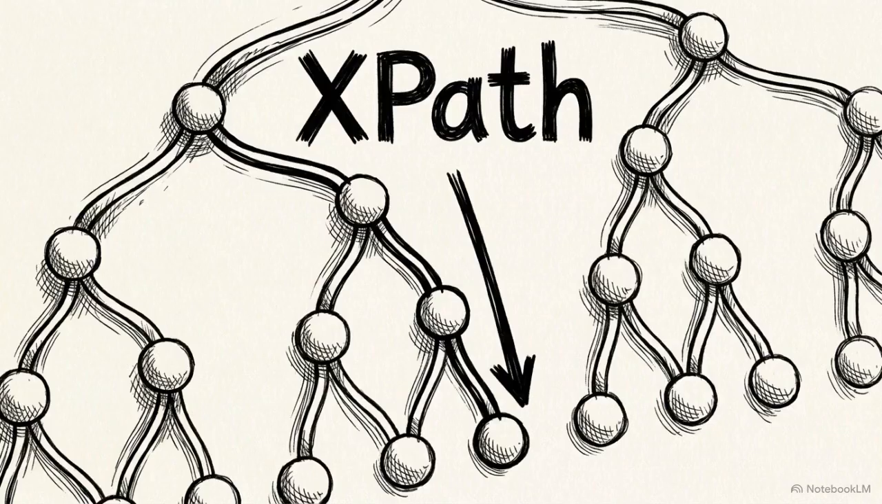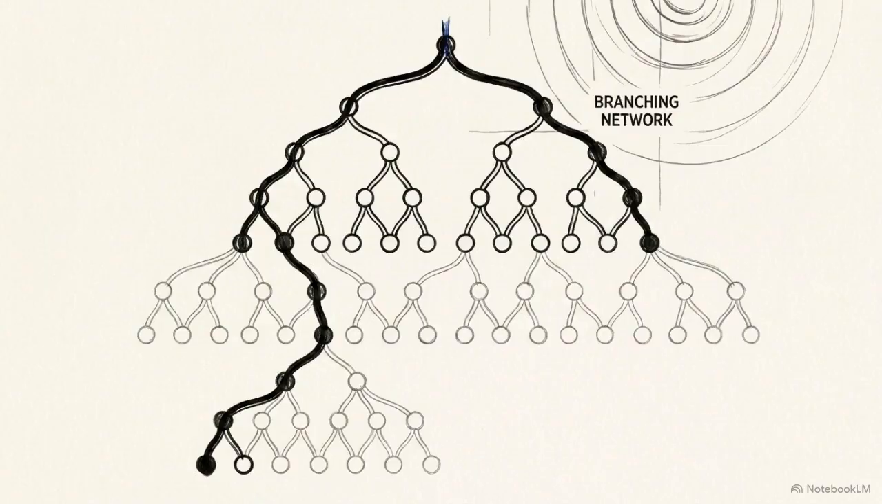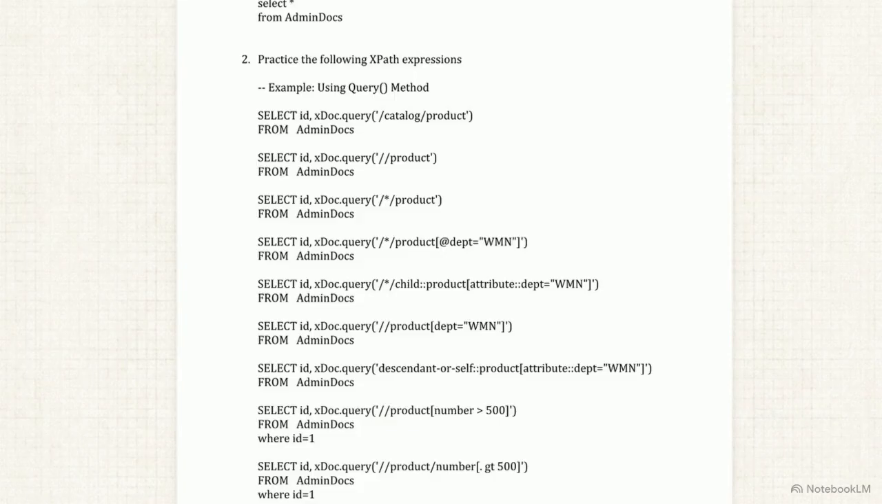nodes. To navigate this graph, developers use a language called XPath. It allows a query to start at the root and execute steps along various axes to find the exact sequence of required nodes. This list shows SQL statements interacting with an XML column.